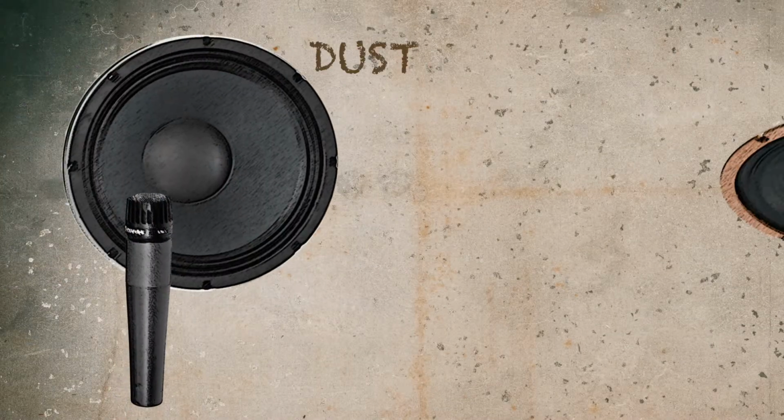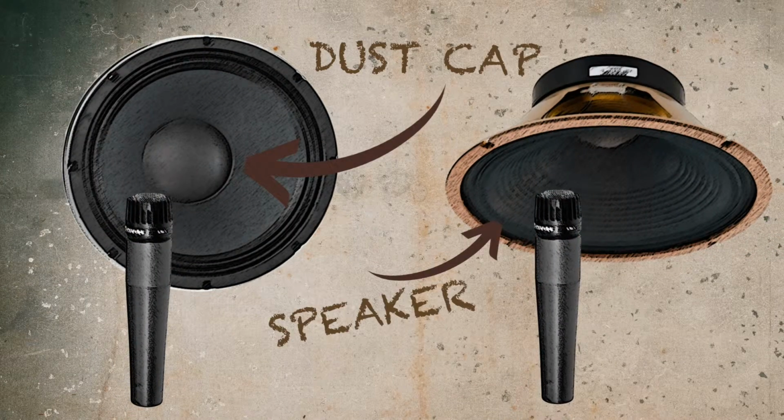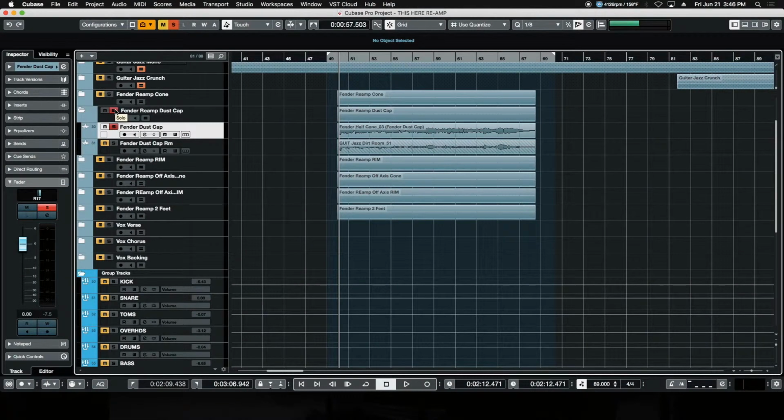We've decided to go with the Fender Reamp dust cap configuration, which basically just means the microphone is on the seam where the dust cap and the speaker meet. And that configuration sounds like this. That's a great dry amplifier mic sound. That's going to work great in the mix.